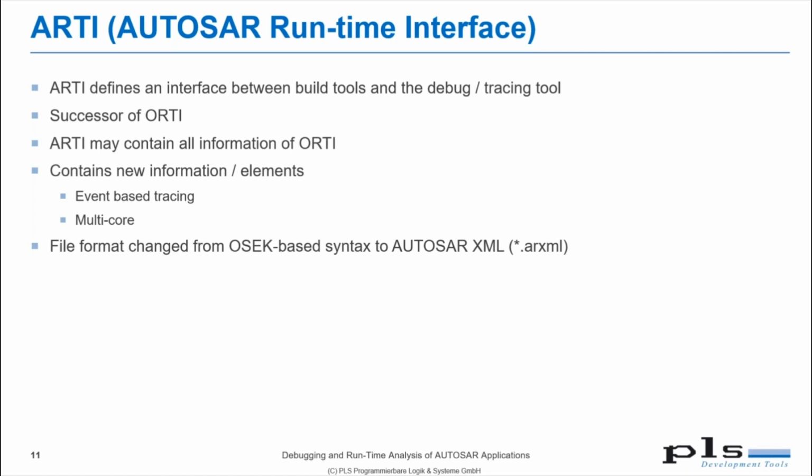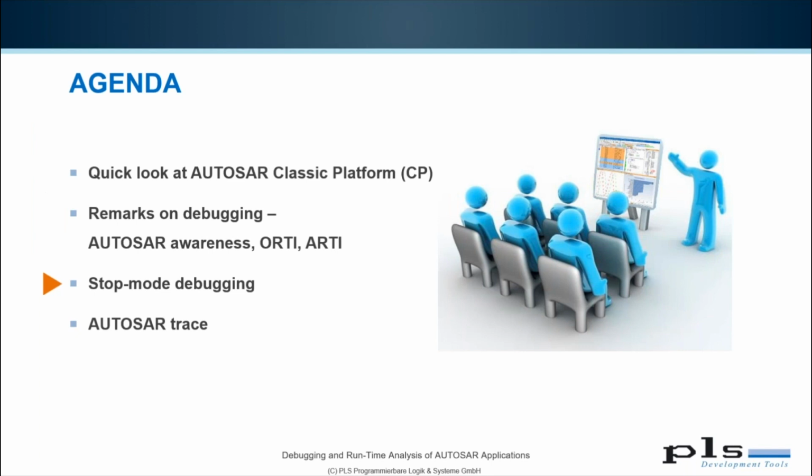It contains basically the same information that is needed for debugging as we have seen for the ORTI, plus some new information regarding tracing, and also plus support for multi-core applications. The file format is not that important for you, but it has also changed. It's now based on XML. So it is a so-called RXML file, which stands for AUTOSAR XML file. Okay, then let's look into the debugger, how it works for stop mode debugging.